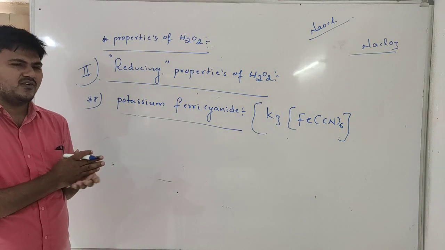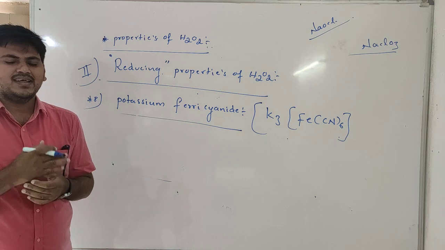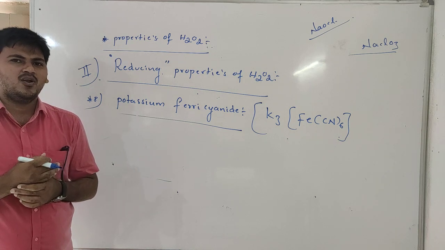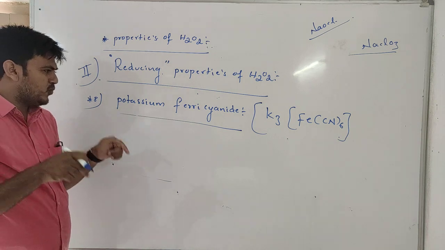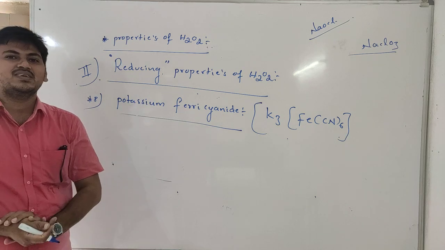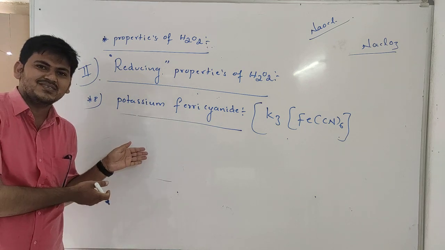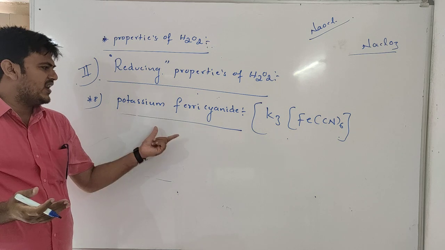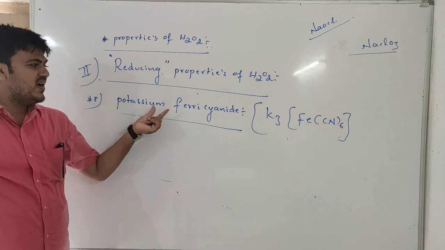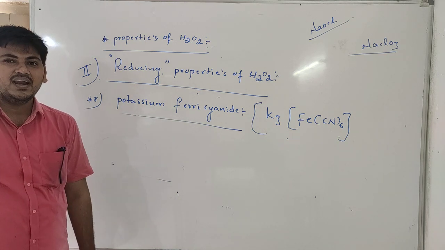Ferro means low oxidation state, ferri means high oxidation state. For example, in potassium ferrocyanide, the iron oxidation state is +2. But in potassium ferricyanide, the iron oxidation state is +3. Low oxidation state ferro, high oxidation state ferri. So, reaction with potassium ferricyanide.